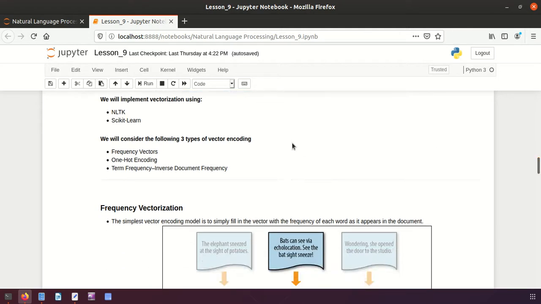Now we will be implementing vectorization using NLTK. There are different methods for implementing it. Friends, we will be using NLTK and scikit-learn, and we will consider the following three types of vectorization as we discussed earlier: frequency vectorization, one-hot vectorization, and term frequency and inverse document frequency.